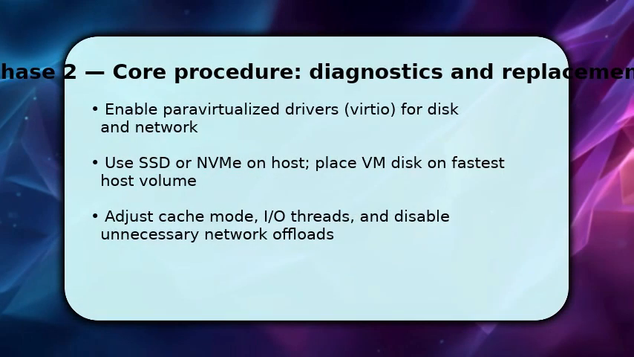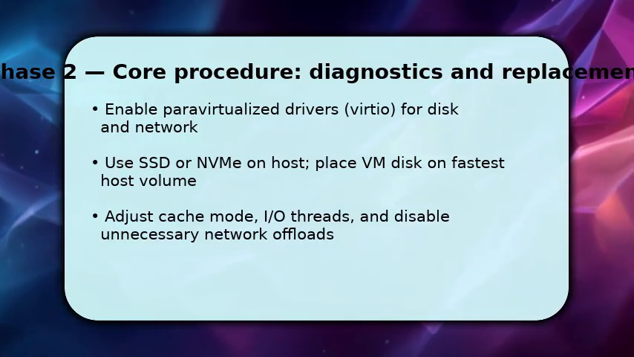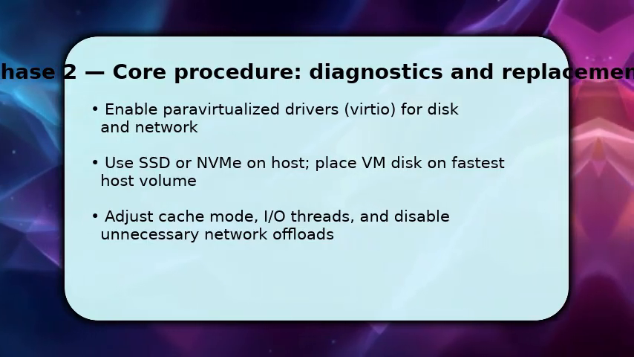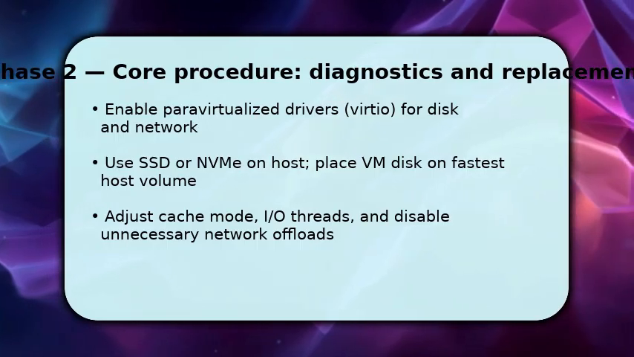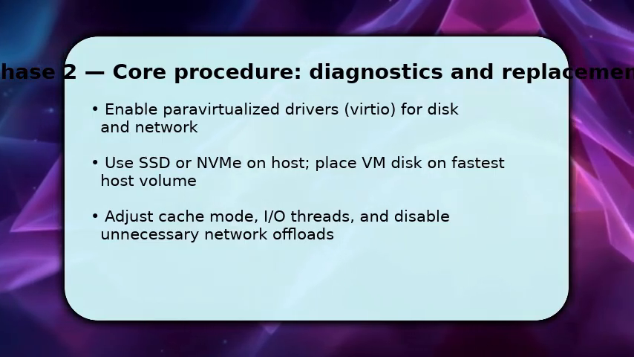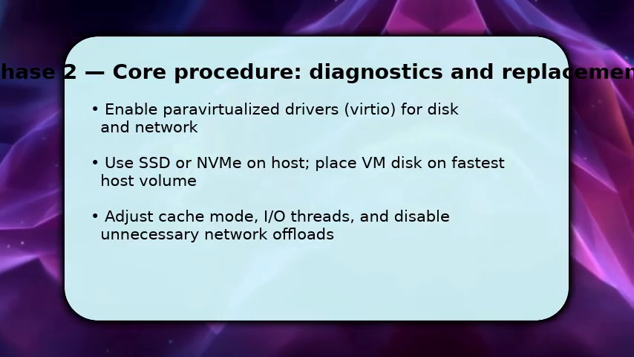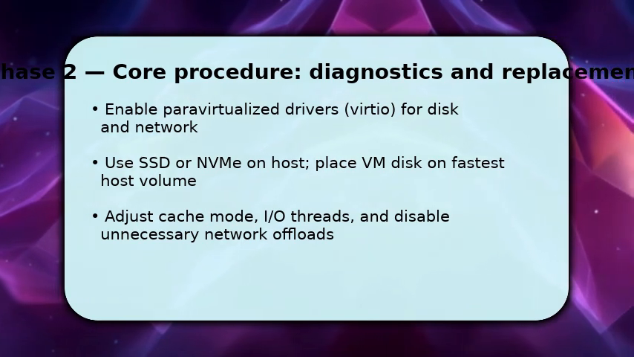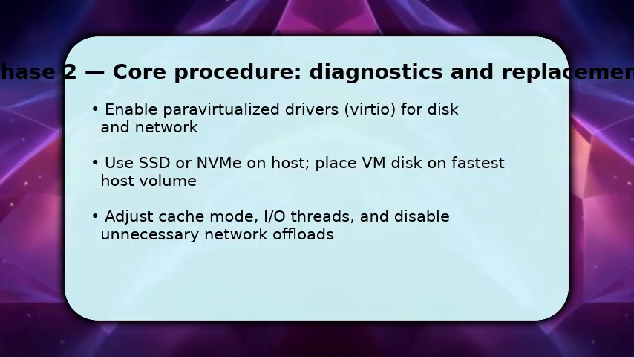follow. Next, focus on the VM's I/O path. Enable paravirtualized drivers, such as Virtio, to reduce virtualization overhead for both disk and network. If your host supports an SSD or NVMe, move the VM image there and ensure the VM disk sits on the fastest available volume. Then, tweak cache mode and I/O thread settings to balance throughput and safety. Also, disable needless network offloads that increase CPU work. These middle steps lower latency and improve sustained transfer rates, which makes complex workloads run smoother.